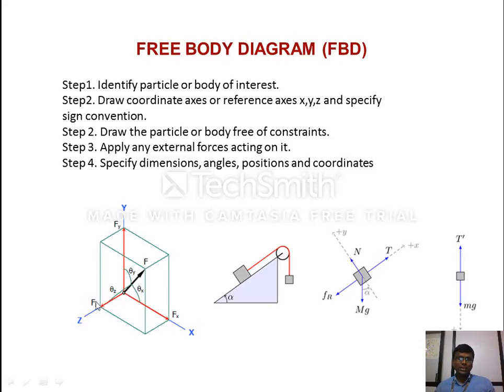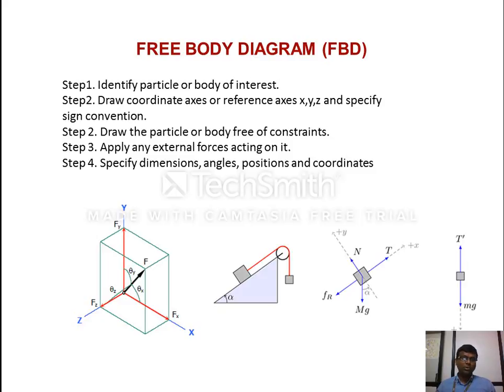In the sign convention, forces along the x, y, z direction are positive, and against that they are negative. Similarly, clockwise is considered negative: if the moment creates a clockwise rotation, it is negative. The opposite, counterclockwise, is assumed positive. This is the sign convention, and you have to be very careful with it. You can use any sign convention, whether right hand rule or left hand rule, but you have to stick to it because you cannot mix the sign convention.